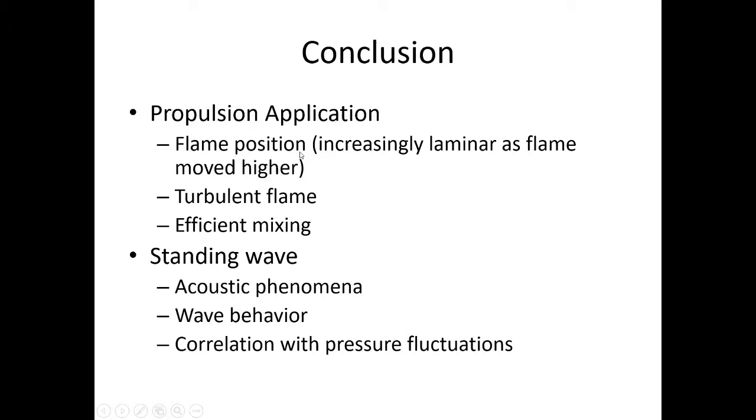Finally, the conclusions made in the experiment apply to many propulsion applications. One conclusion made was that the position of the flame affected how laminar or turbulent the flame could be. In the propulsion application sense, this would affect the stability of the flame. Where the flame would be positioned would increase or decrease the stability of the flame, which could be significant in the propulsion application. In addition, the mixing itself in a pulse combustor can be observed to be very efficient, which in a propulsion application is very beneficial.